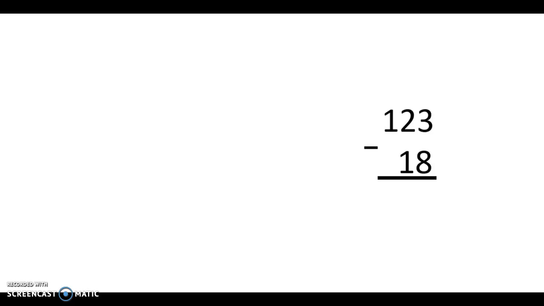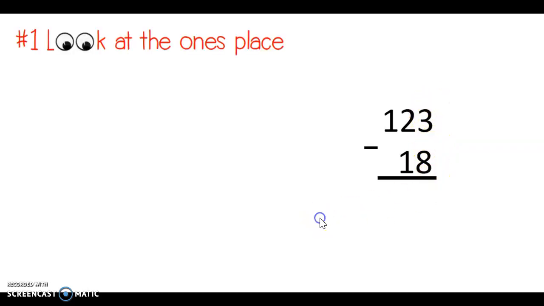Line our problem up vertically and by place value. Make sure that you have your ones place lined up. So the first thing that we do is we look at the ones place. I have a 3 in my ones place on top and an 8 in my ones place on the floor.